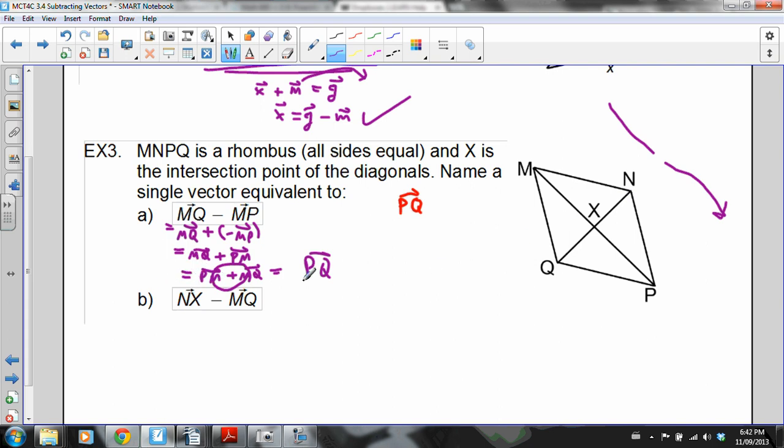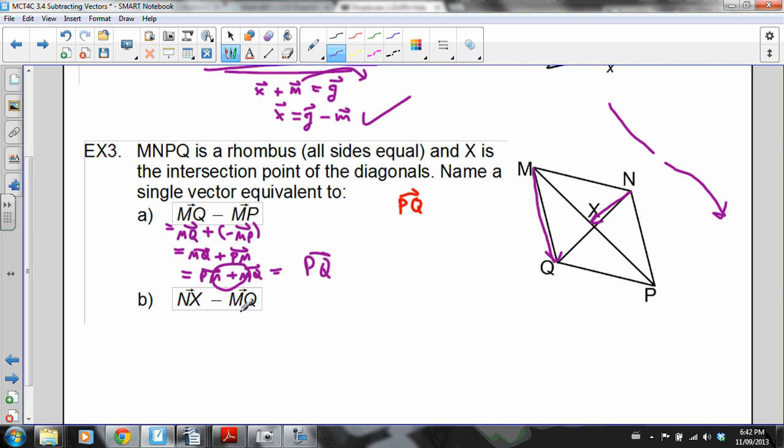You only have to do one. The only thing is, if you do it by pictures and make a mistake, it's really hard to see where your mistake was. So anyway, NQ is there. MQ is there. So we want to subtract these two vectors. I want to subtract these two vectors.